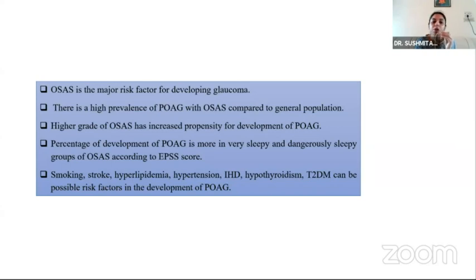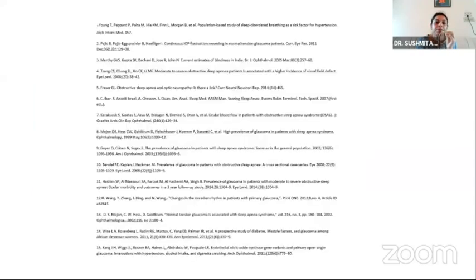There's a high prevalence of POAG in the OSAS group as compared to the general population. The higher the grade of OSA, the more the propensity for development of POAG. The percentage of development of POAG is much more in the very sleepy and the dangerously sleepy grades of EPSS, and smoking, stroke, hyperlipidemia, hypertension, hypothyroidism, diabetes are possible risk factors for development of POAG.